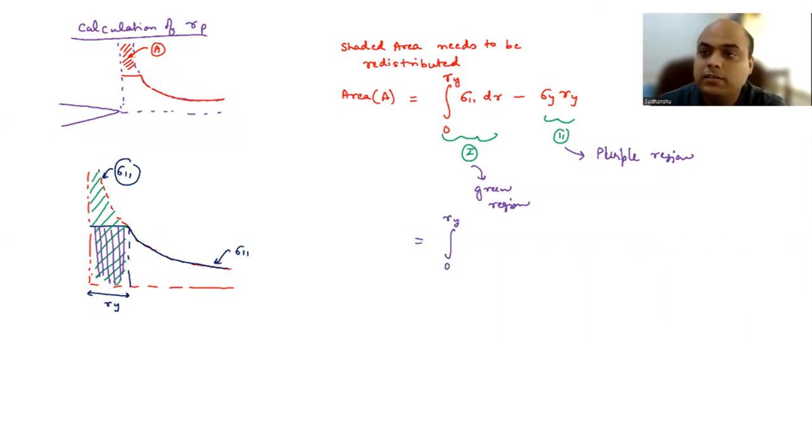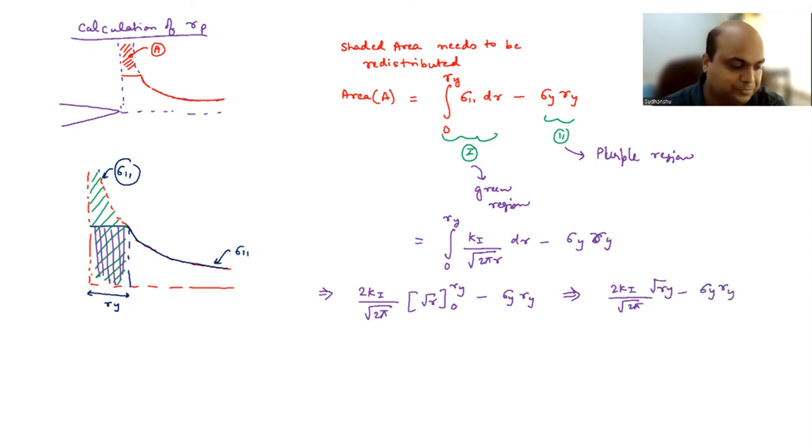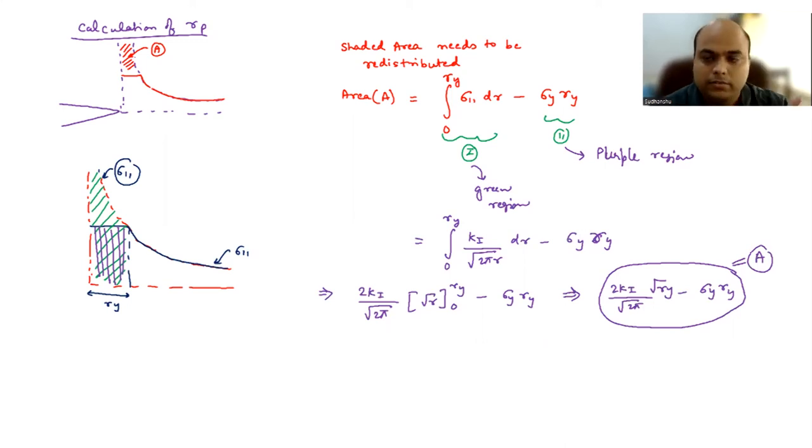From 0 to RY, what is sigma 11 in the crack plane? So the theta term is going to be 0. So we can write K1 by root 2 pi r dr minus sigma y RY. If I do it further, we can write 2K1 divided by root 2 pi, root r from 0 to RY, minus sigma y RY. And we can write 2K1 by root 2 pi, root RY, minus sigma y RY. Okay, so this is the expression for A. See A on the top left.